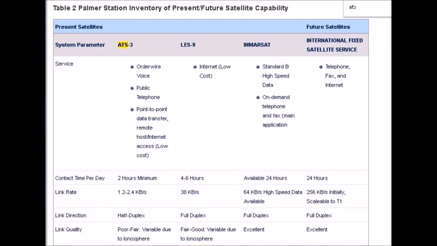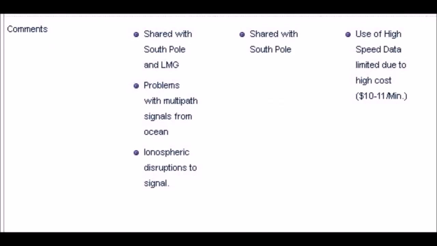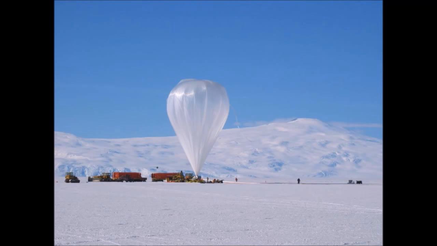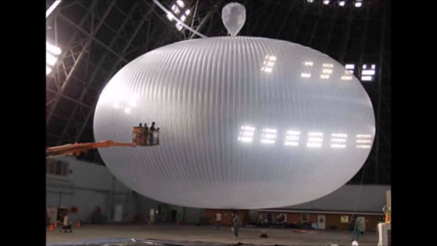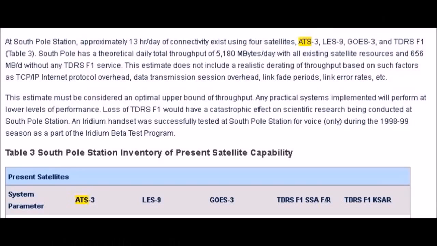Link quality, port affair, variable due to the ionosphere. Let's look at the comments. Shared with South Pole and LMG, problems with multipath signals from the ocean, and the ionospheric disruptions to signal. Yeah, to the balloon, I guess. You're talking about the balloons you launch all the time. That is horrible. At the South Pole Station, approximately 13 hours a day of connectivity exists using 4 satellites. The ATS-3 is one, blah, blah, blah.